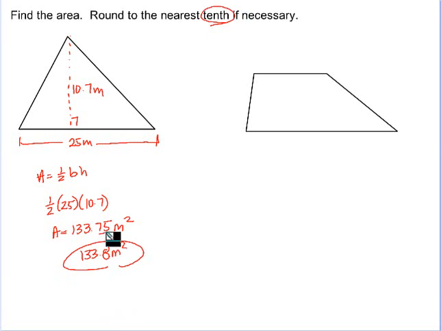It says round to the nearest tenth if necessary, so you certainly could write this as 133.8 meters squared. But of course, 0.75 we all know is 3/4. So this would also be a perfectly acceptable answer to do 133 3/4.